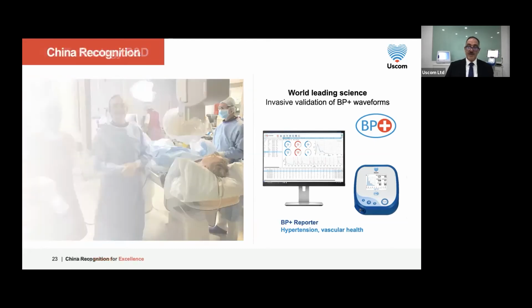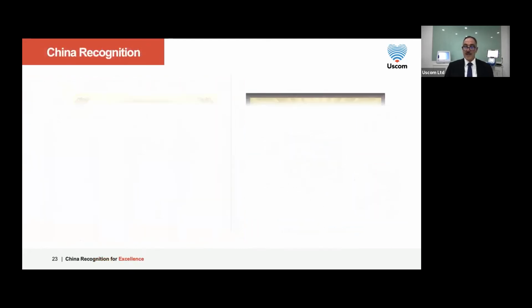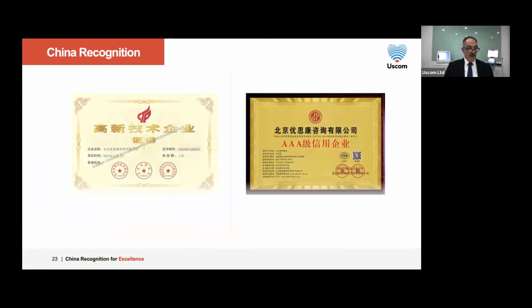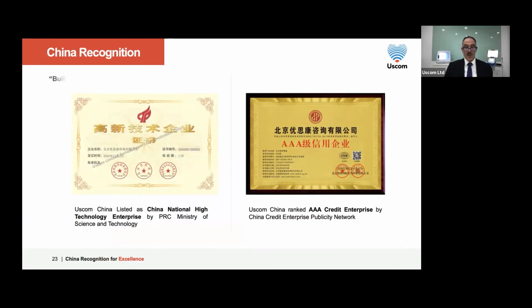Uscom China remains Uscom's fastest growing subsidiary, with the highest levels of global sales. The relationship with Chinese national and provincial government regulators and administrators remains strong, with Uscom China receiving 2 significant endorsements from government organisations. Uscom's been listed as a China National High Technology Enterprise by the People's Republic of China Ministry of Science and Technology, and also ranked as a AAA credit enterprise by the China Credit Enterprise Publicity Network, recognising Uscom China's scientific and operational performance.